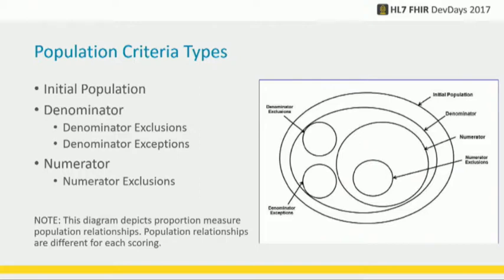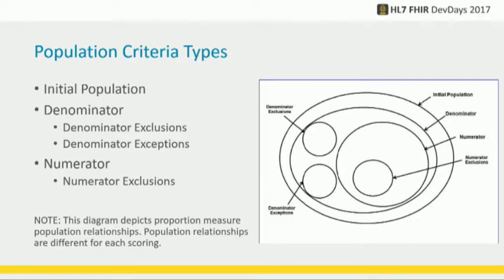But in a proportion measure, the initial population, the denominator is a subset of that, and then the numerator is a subset of that. And then you also have ways to pull different exclusions and exceptions out, mostly to adjust for risk and if you want to calculate in different ways. The reason we define these criteria is that they're basically different buckets that you can use to explain this measure. So I can say the numerator is A1C, or the denominator, gives a framework for talking about the different types of measures.